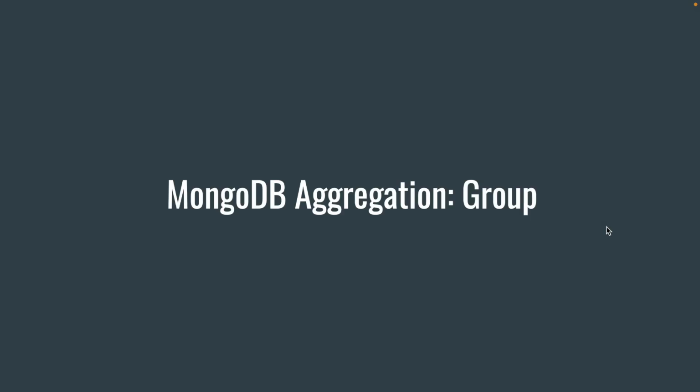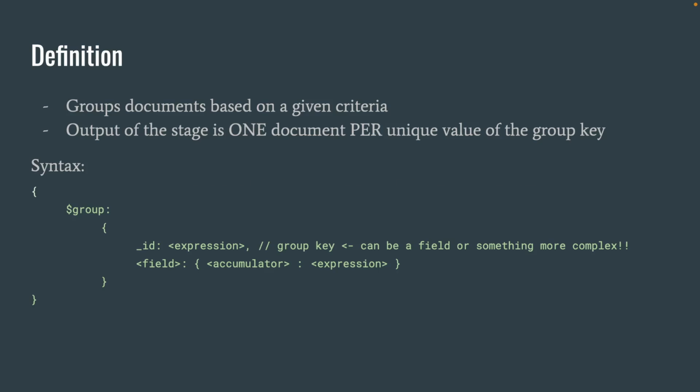All right, today I'm going to talk about the group stage in MongoDB aggregations. The group stage is a way to group documents based on a given criteria, and the output of that is one document per unique value that's given as the group key, and that's the criteria.